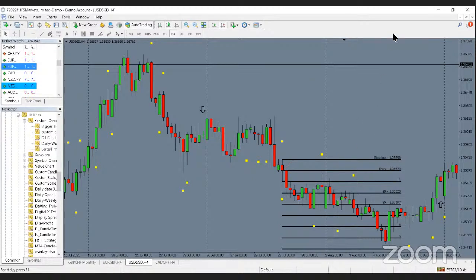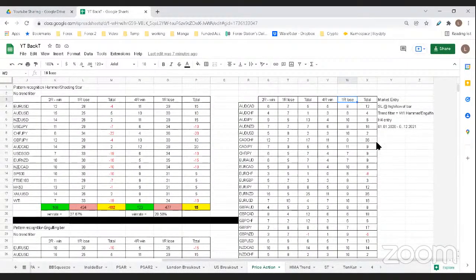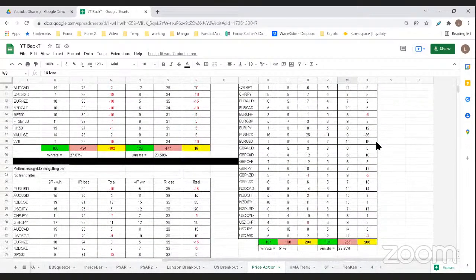I'm going to remind you again, it actually gives me a very, very respectable result. It turned out to be a very respectable strategy. So this will be the first time I actually present this as a strategy.